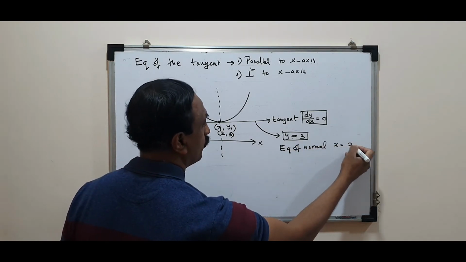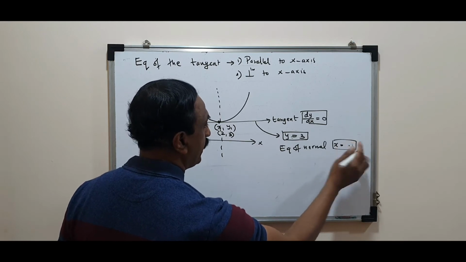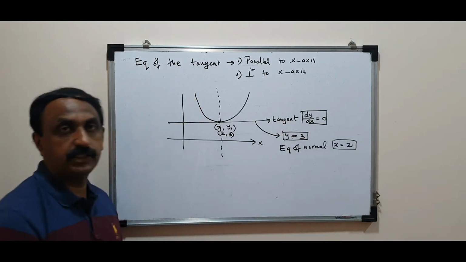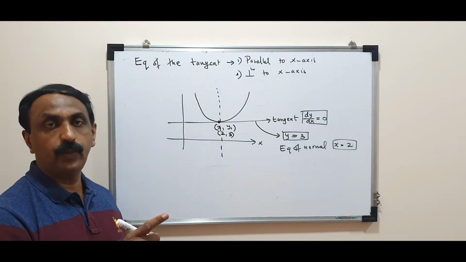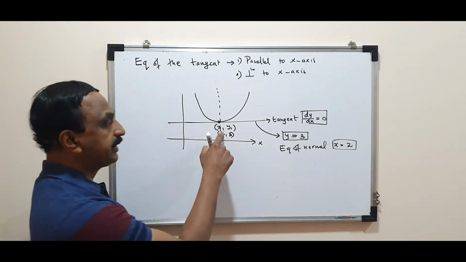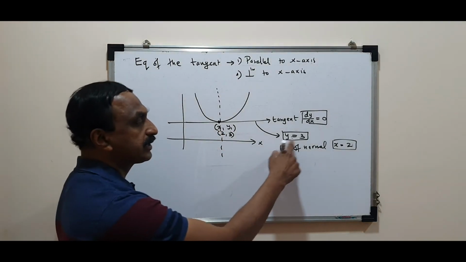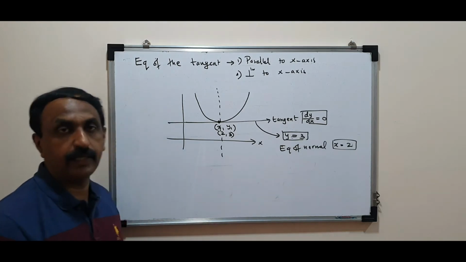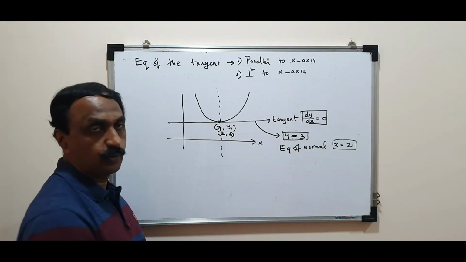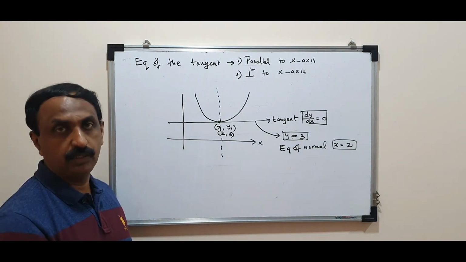So whenever they ask you to find the equation of tangent parallel to the x-axis, equate the derivative to 0, get the coordinate, and y equal to a constant will be the equation of the tangent, and x equal to a constant will be the equation of the normal.